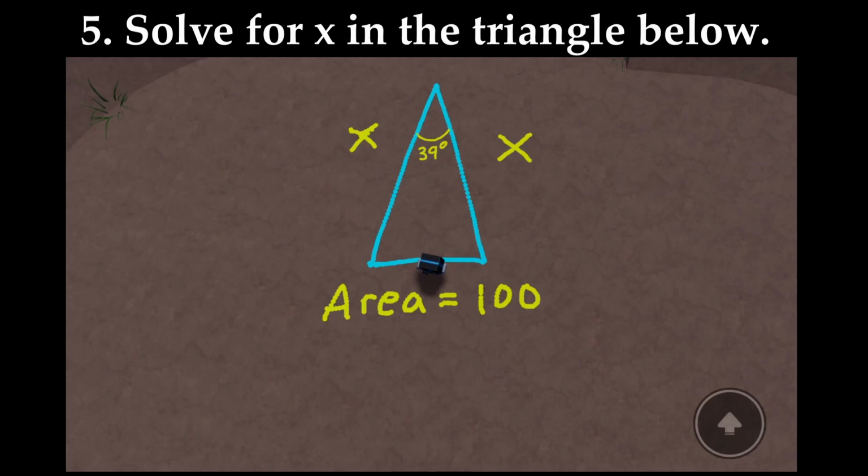So in this problem, we have a triangle with side lengths of x and x, so it's an isosceles triangle, and an angle between them of 39 degrees. And we know that the area of this triangle is 100. Based on that, we need to solve for x.